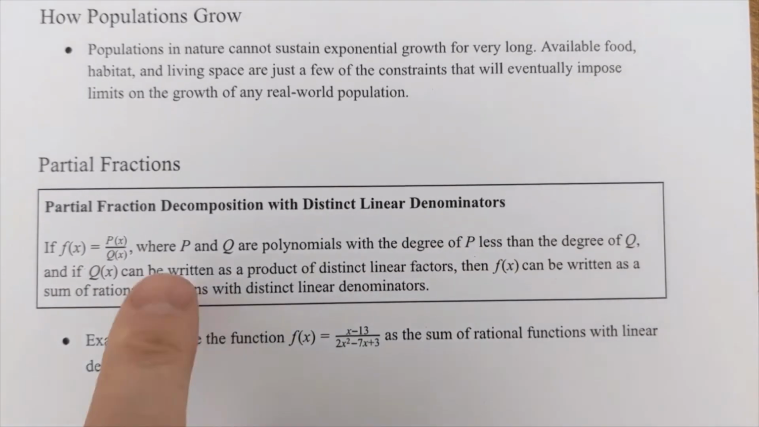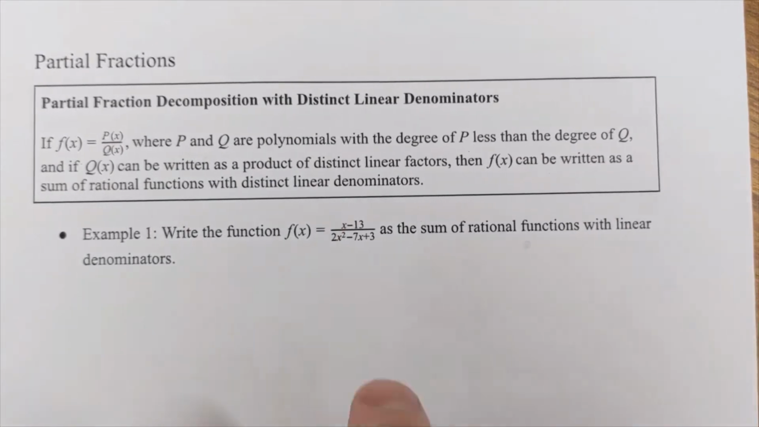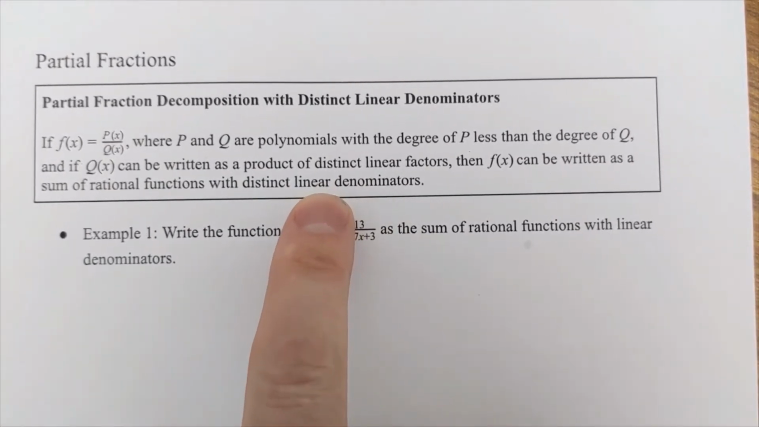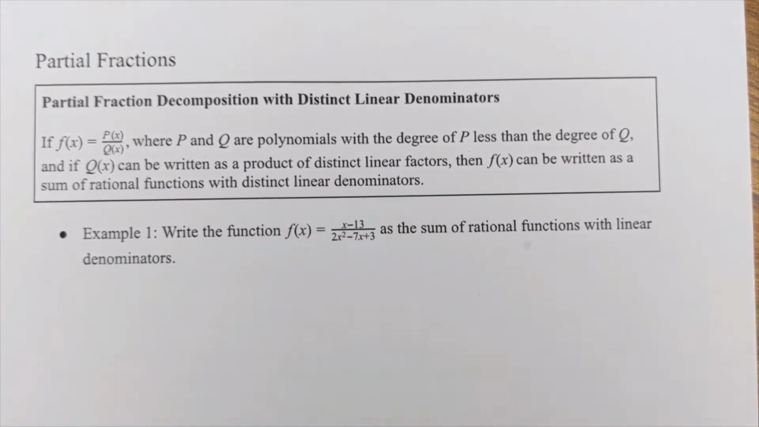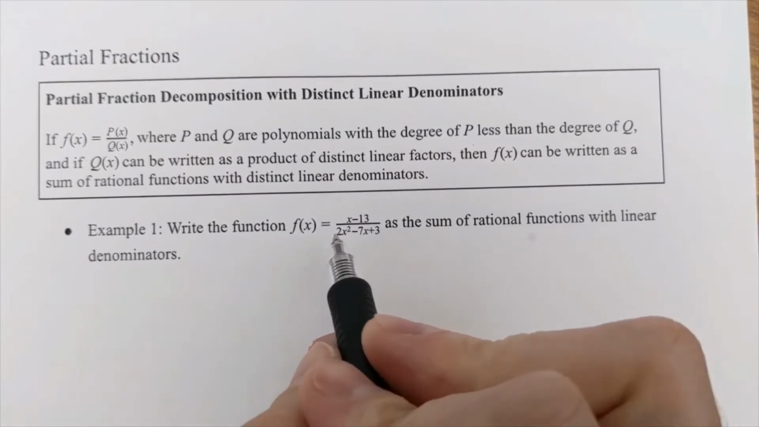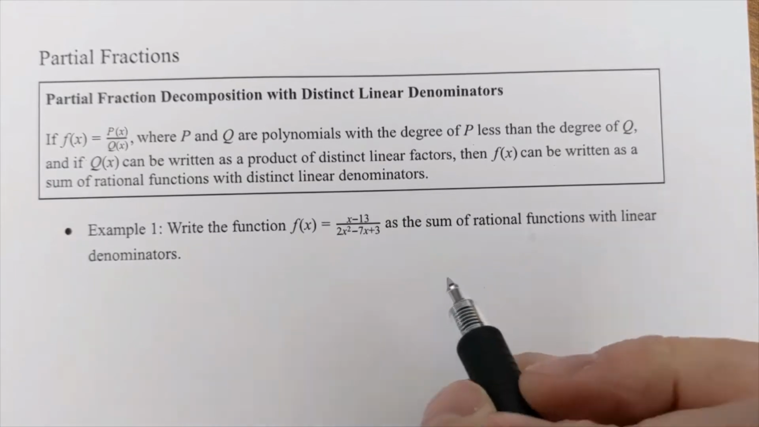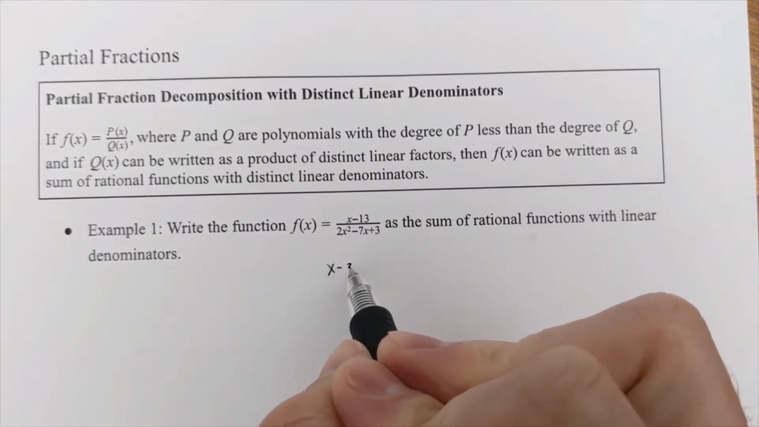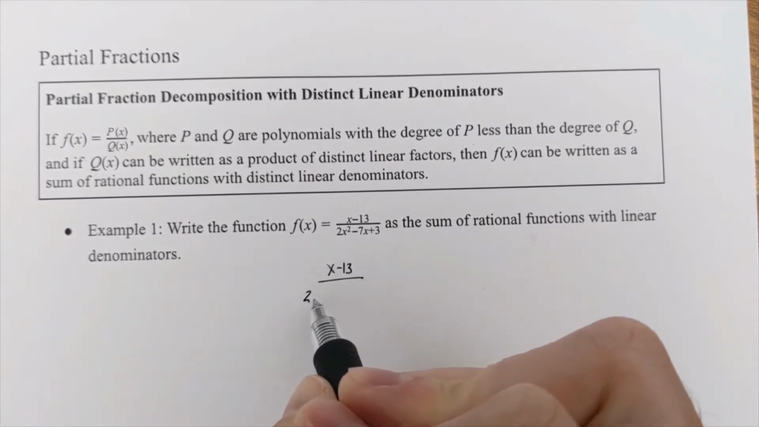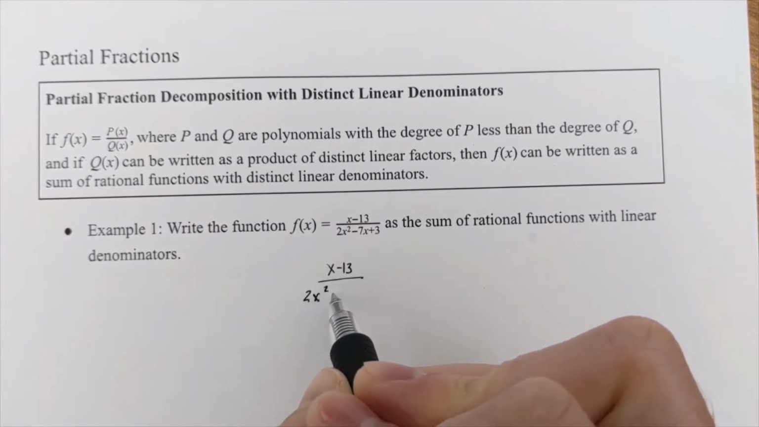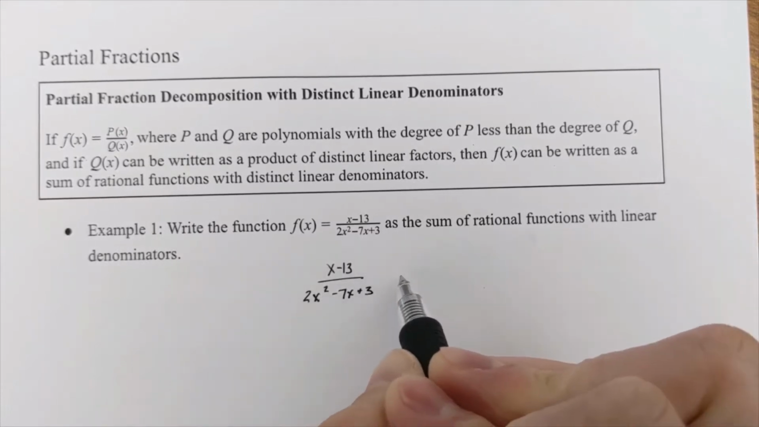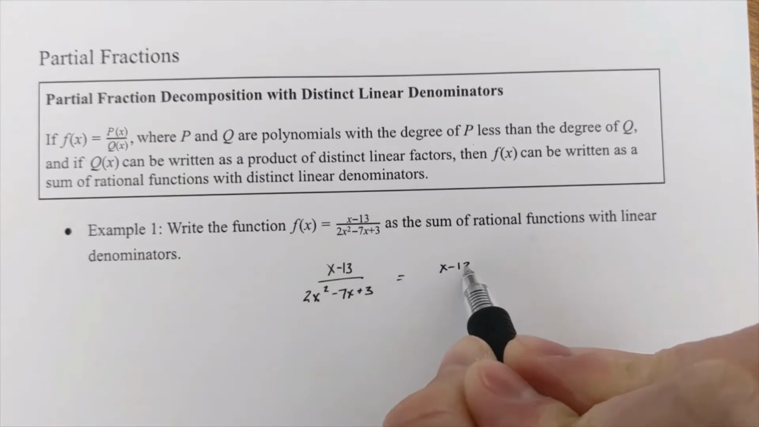If we're going farther, we're going to talk about partial fractions and decomposition. So this is essentially undoing a common denominator to break one fraction down into several. So here's how it works. Write the function x minus 13 over this as a sum of rational functions with linear denominators. So the first thing that we need to do is to factor our denominator.